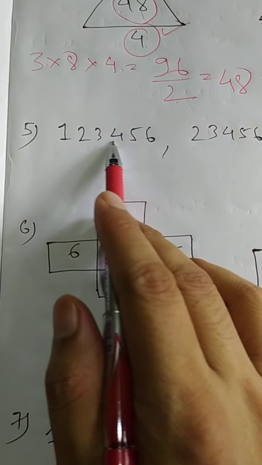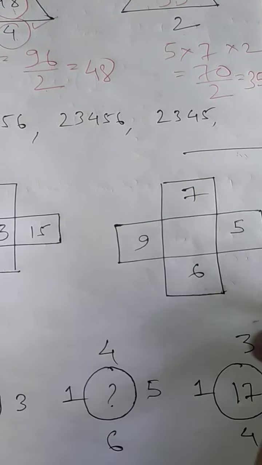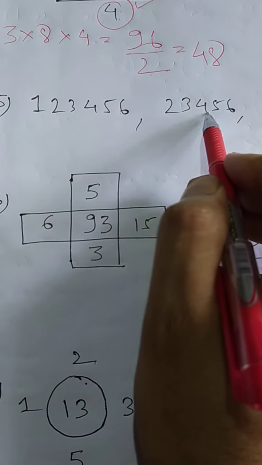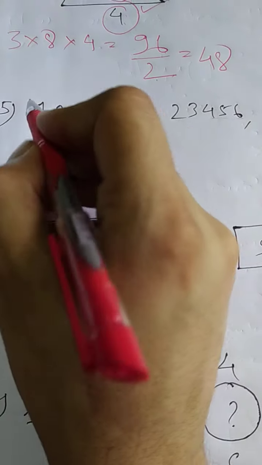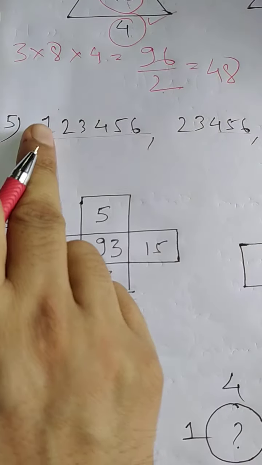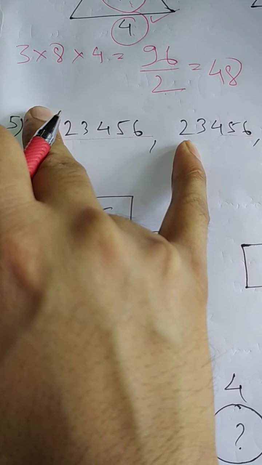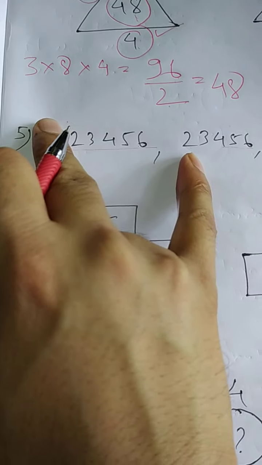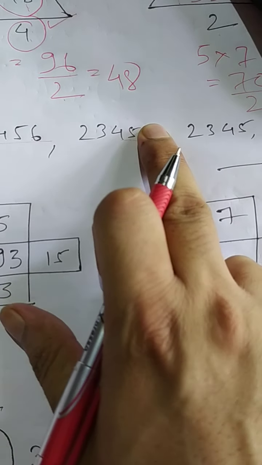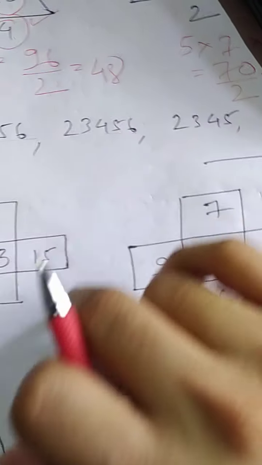Here the numbers given are 1, 2, 3, 4, 5, 6, then 2, 3, 4, 5, 6, then 2, 3, 4, 5, then dash. So how are you getting it? First you see this number 1, 2, 3, 4, 5, 6. Next one is 2, 3, 4, 5, 6. So from this one, if you remove 1, you are getting 2, 3, 4, 5, 6. Now from 2, 3, 4, 5, 6, if you remove 6, you are getting this number 2, 3, 4, 5. So what is the pattern?